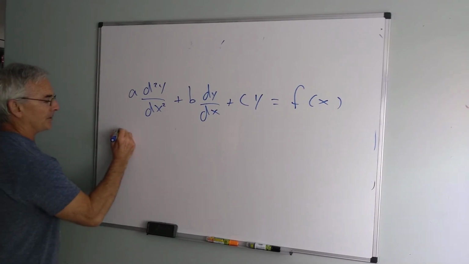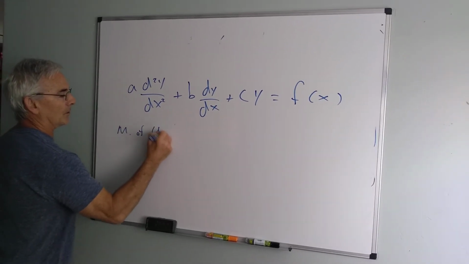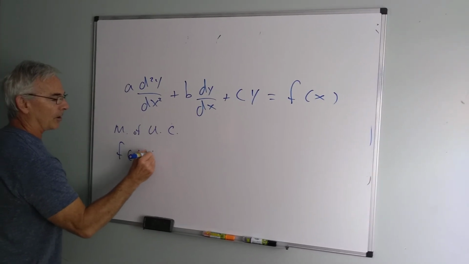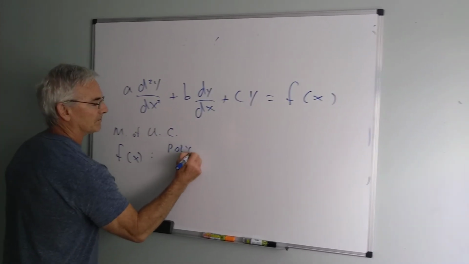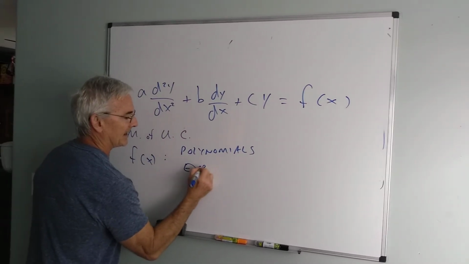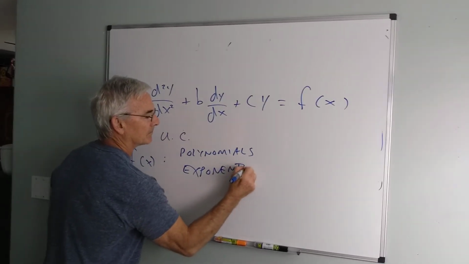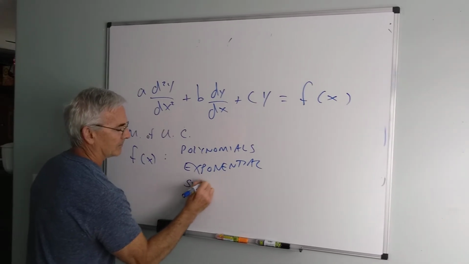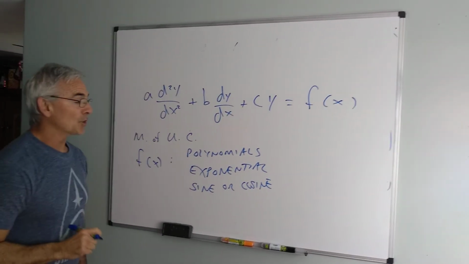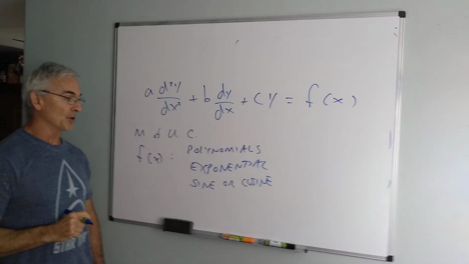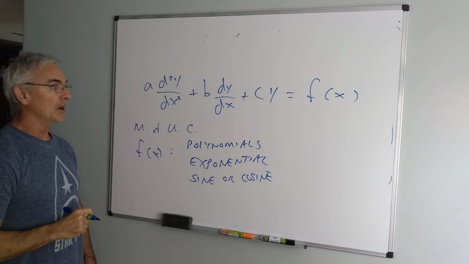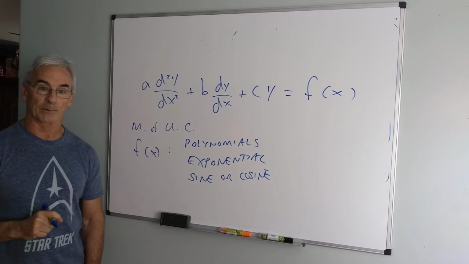So for the method of undetermined coefficients, I'll write it like this, the only f of x we can use are polynomials, exponential functions, sine, or cosine. So if f of x is any combination of polynomials, exponentials, sines, and cosines, and no matter how many there are, we would choose to use the method of undetermined coefficients.